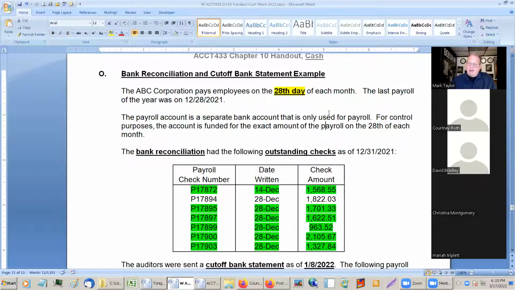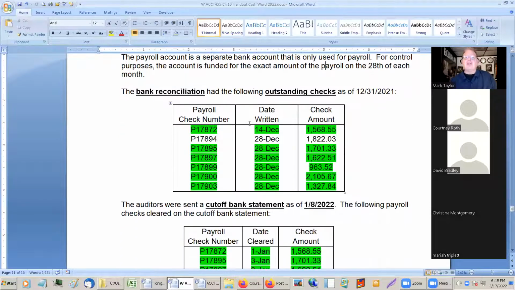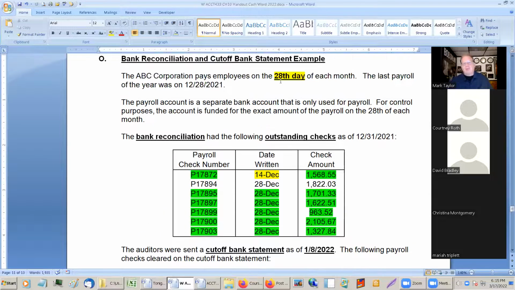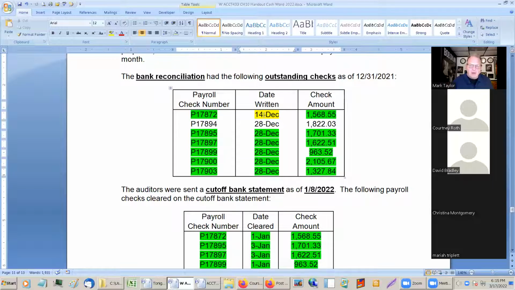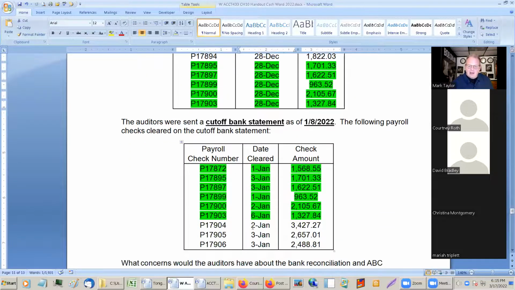Now, we also have another weird mystery here. It looks like this control of paying them on the 28th day of each month may not be as set in stone as we thought, because this one is written on the 14th. The fact that these came in on January 2nd and January 3rd would be a strong indication that they were written in December. It's a fairly quick turnaround. So these may be expenses that belong in December.